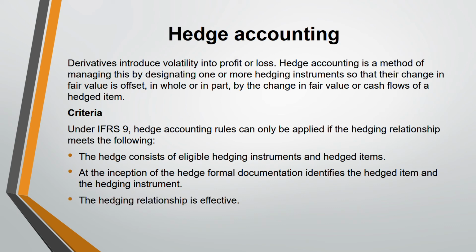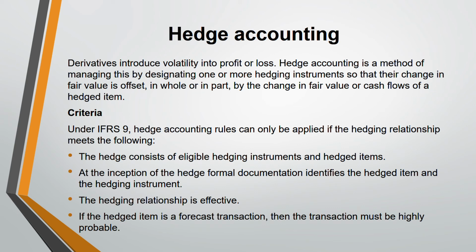Third, the hedging relationship is effective. The relationship between the hedged item and the hedging instrument has to be effective. And if a hedged item is a forecast transaction, remember you are sometimes hedging based on a forecast. So if you think that this forecast is likely to happen, that this transaction is highly probable, then you can use hedge accounting.